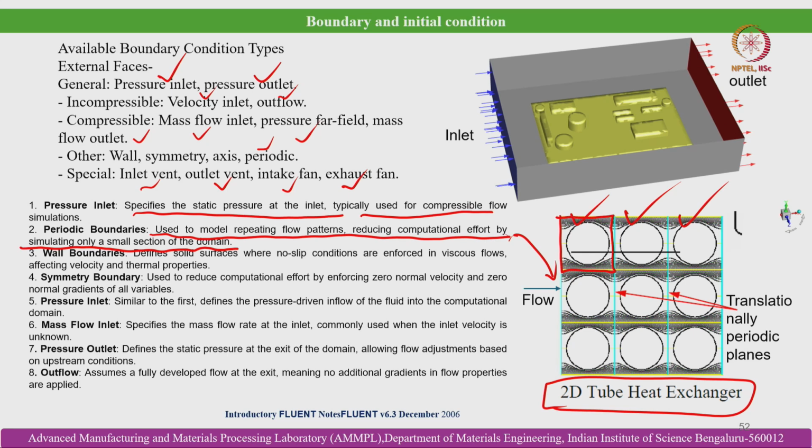Okay. So, now next is wall boundaries. A wall boundary defines the solid surfaces where no slip conditions are enforced in viscous flows, affecting velocity and thermal properties. So, what is the no slip boundary condition? The no slip boundary condition says that at the wall the velocity is equal to 0.